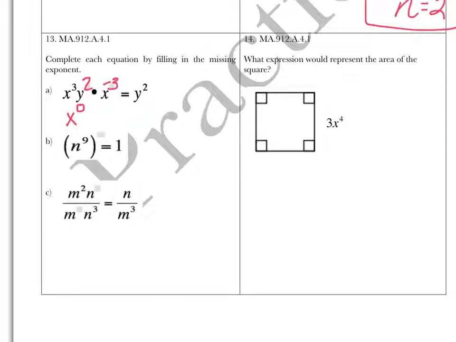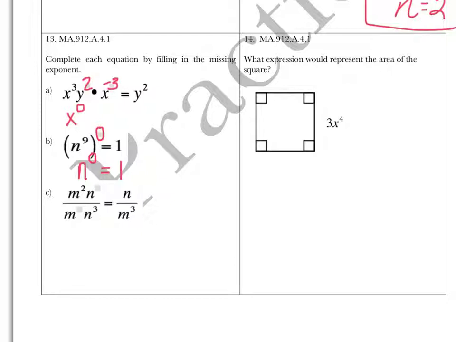All right, part B, I want my right-hand side to equal 1. So what do I have to have as a power rule? Power rule is that you multiply the exponents. And I know that I'm looking for a 0 because when you see the number 1, I know anything to the 0 power is 1. So basically, if I put a 0 here for my exponent, that would give me 9 times 0 is 0. N to the 0 power is 1. So that's the ticket.